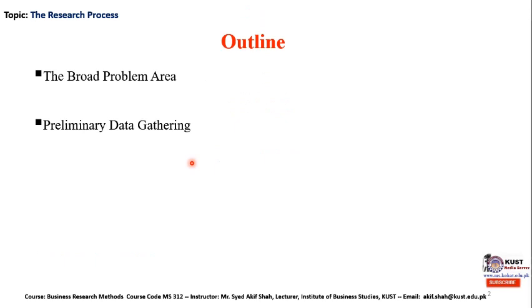The outline of this lecture comprises the first 2 steps of the research process, which are, number first, the broad problem area, and the second is preliminary data gathering over that broad problem area. So in this lecture, we will discuss these 2 initial steps of a research process.